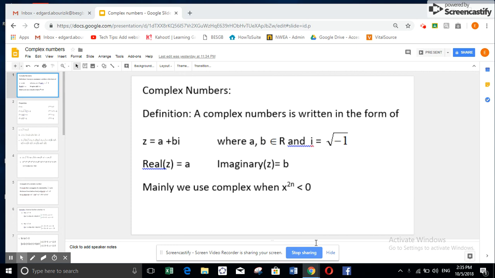First of all, definition. A complex number is a number written in the form of z equal a plus ib. A and b are real numbers. However, i is equal to root minus 1. What does it mean, i equals root minus 1?